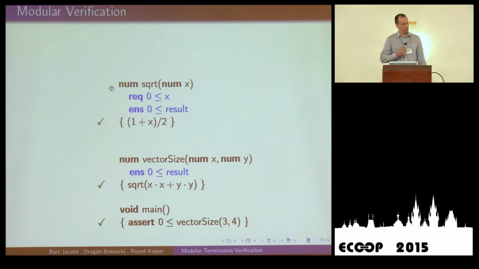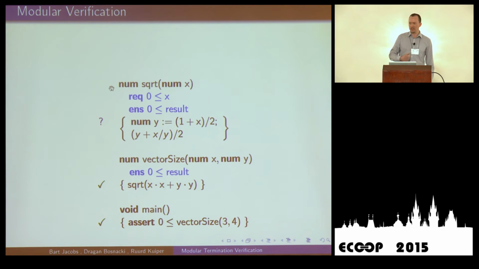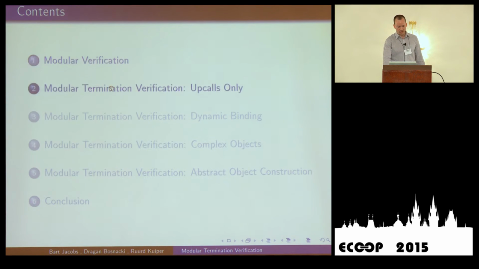If we now modify one of the modules, for example here, then we just have to check that it still satisfies its specification, and then we again know that the entire program will be correct. So that's fine. So that's why we want to do modular verification. Now let's go into termination verification.